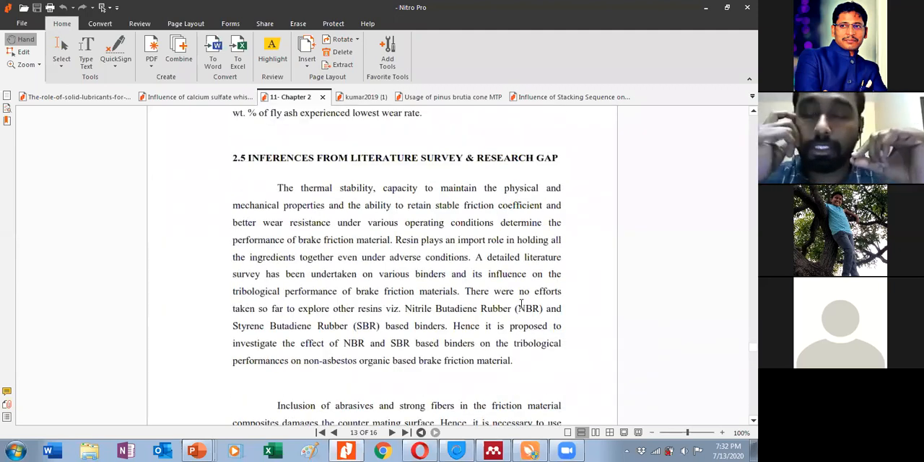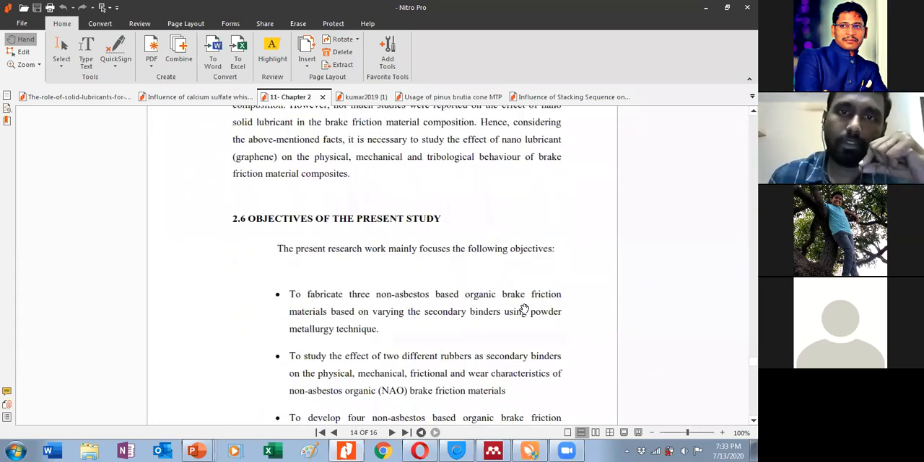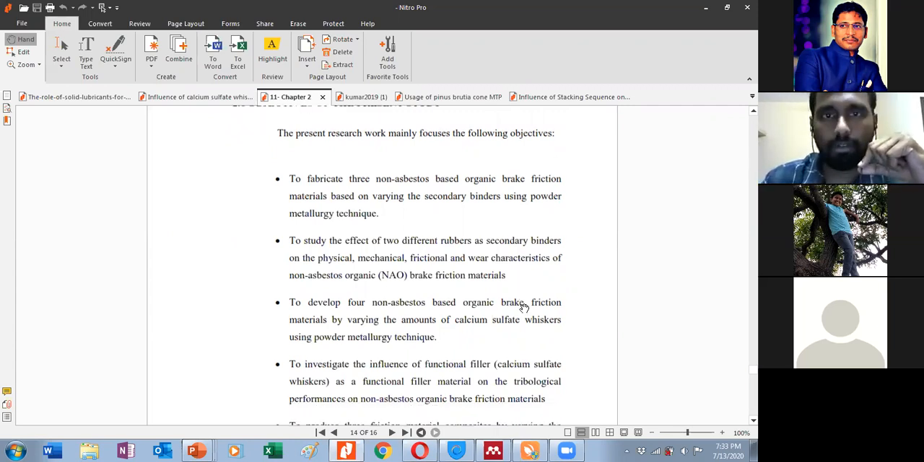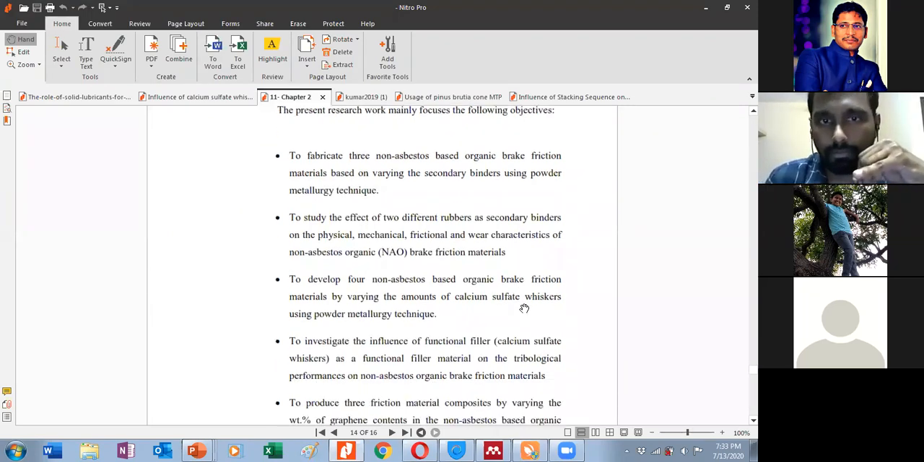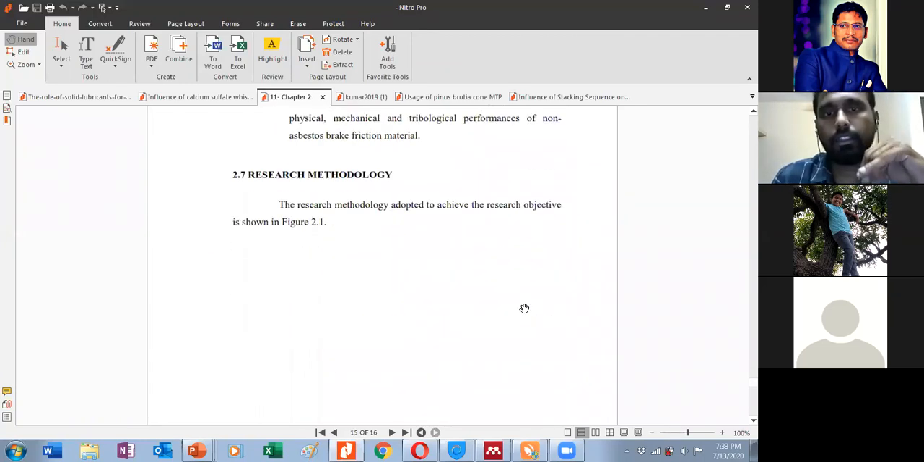After this extensive literature survey, we have the inferences from the literature survey and the research gap. Once we do this extensive research, we are able to find the research gap. After finding the research gap, we can develop the objective. Based on the literature we have surveyed, we found the research gap and framed these objectives. After these objectives, we framed the research methodology.